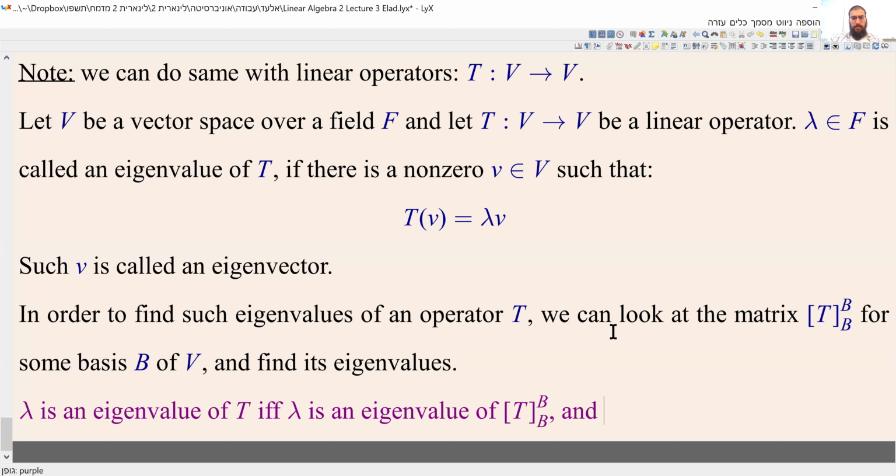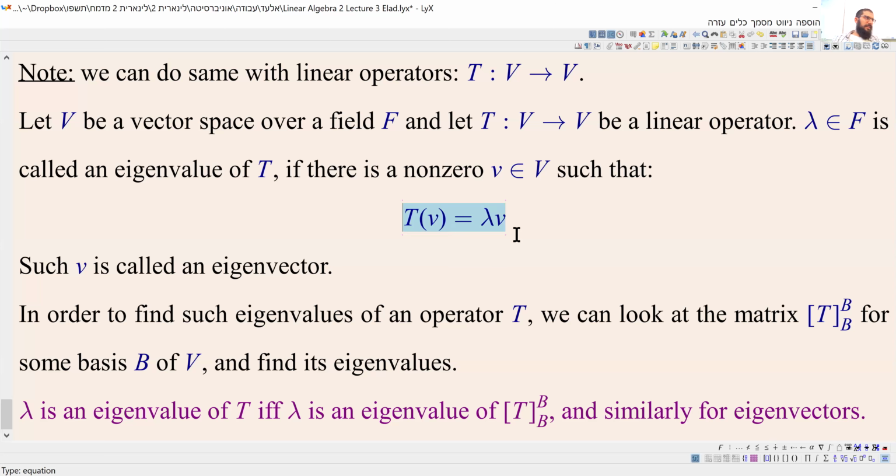When it comes to finding the eigenvalues, it's the same. Similarly, for eigenvectors, v satisfies T v equals lambda v if and only if it satisfies the matrix T from B to B, v equals lambda v.